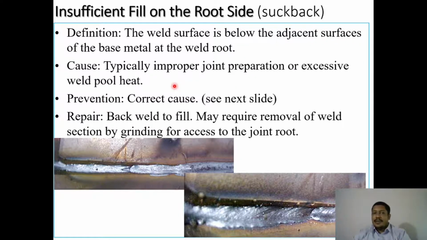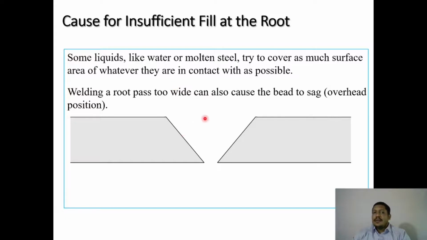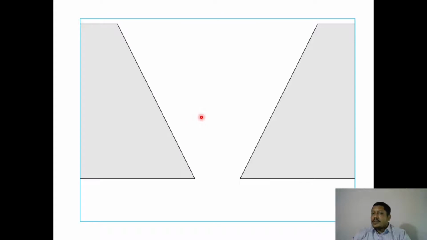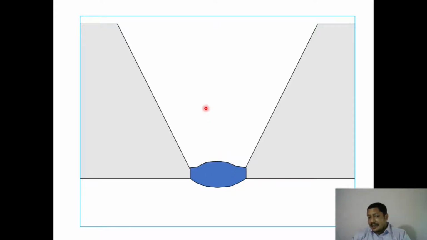So how to prevent it? So that we can see. Some liquids like water or molten steel try to cover as much surface area of whatever they are in contact with as possible. So welding a root pass too wide can also cause the bead to sag in the overhead position. So you can see, this is how it has to be. If you keep it too wide like this, what happens? The same drop, it tries to sag to both sides. As a result, you can see the shape will go like this.